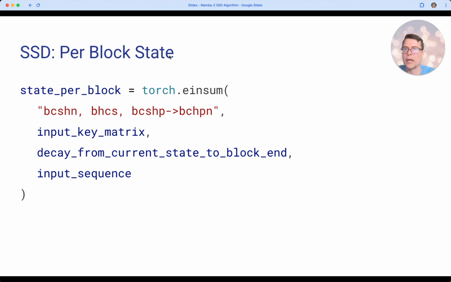And then you want to calculate the per block state. Fairly similar here. You're starting from the input. You just saw how we calculated the decay factors from the k plus 1th decay factor up to the end. So that decays the input sequence. And then the input key matrix is saying what parts of that input are important for the state. So we're pulling that out.